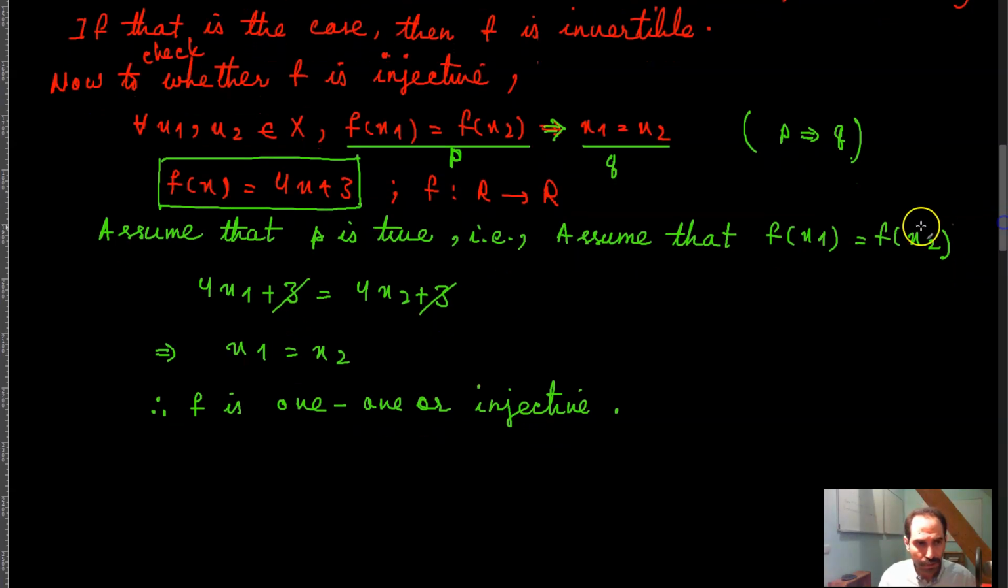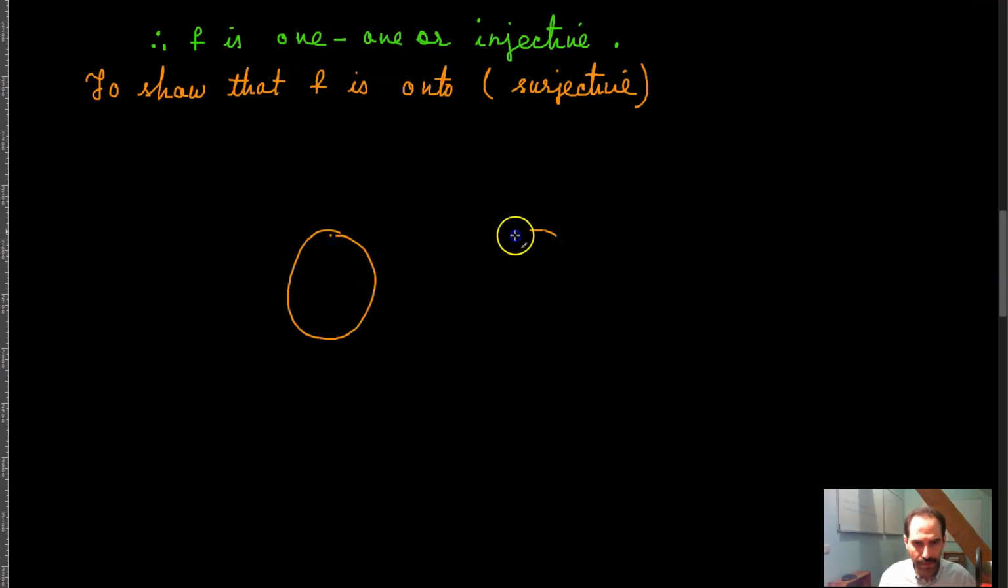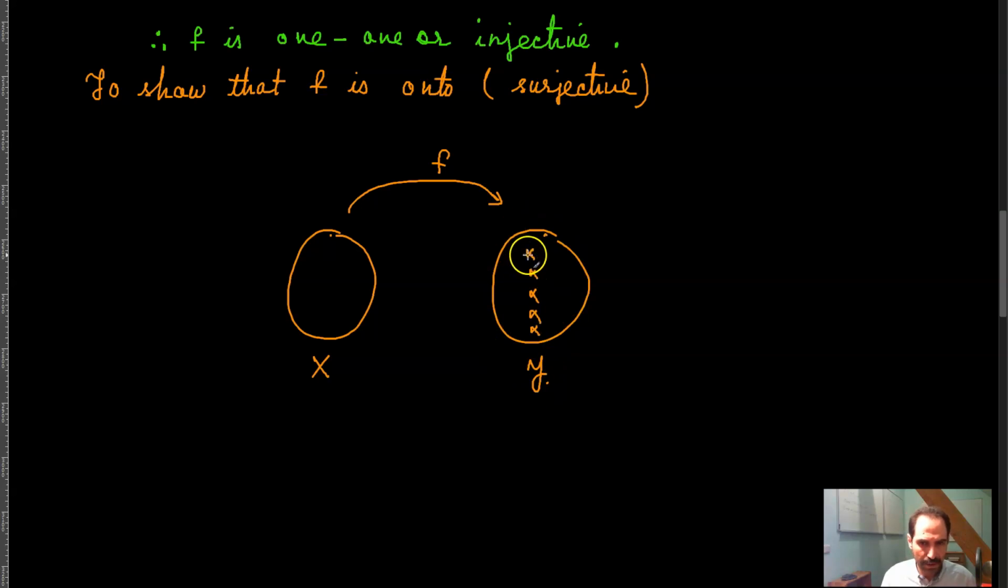The next thing that we want to show is that f is onto, or surjective. To show that, if you have some function f from some domain x to some codomain y, you need to make sure that every element that belongs to the set y is the image of some element in the domain x, meaning that there is no element in the codomain y which is not an image of some element in the set x.